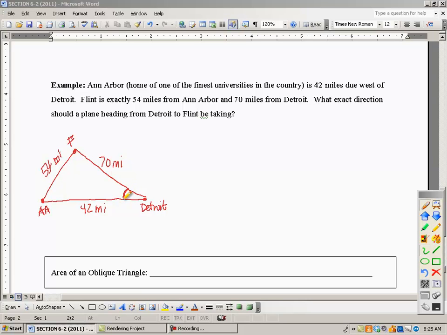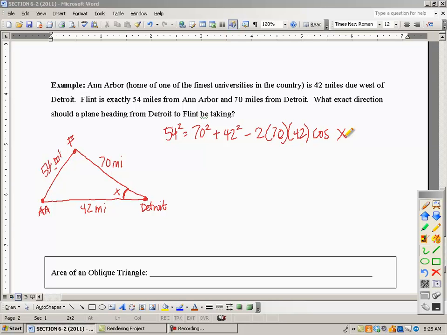So they're actually asking what is this Detroit angle? I'm going to call it X. You can call it whatever you want, but because we're dealing with Detroit's angle, we are going to use 54 miles to set it equal to. So 54 squared equals 70 squared plus 42 squared minus 2 times 70 times 42 times the cosine of x. We're trying to find what angle you should be heading from Detroit to Flint.